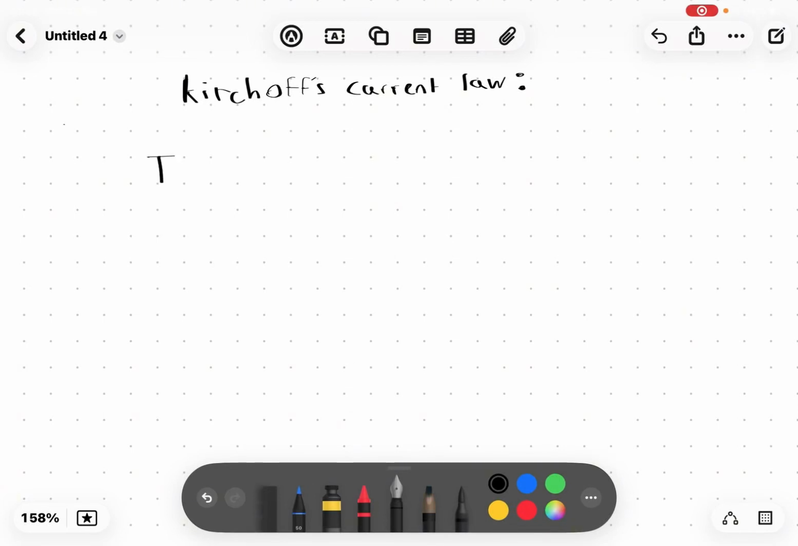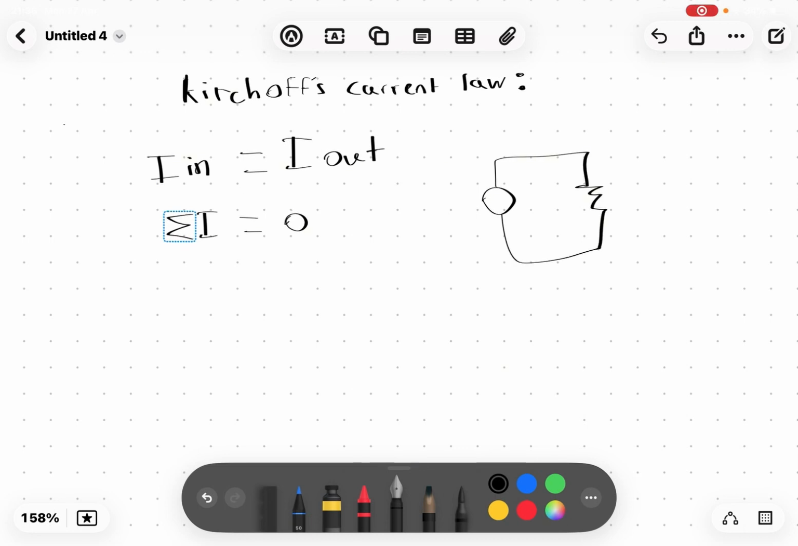So the main idea is, let me just quickly do it so I don't get talking at the same time. Basically, Kirchhoff's current law talks about how if current goes in, that amount has to go out. You can say that all the values of current have to sum to 0. Say we have a circuit and the current is 5, it can't leave back.